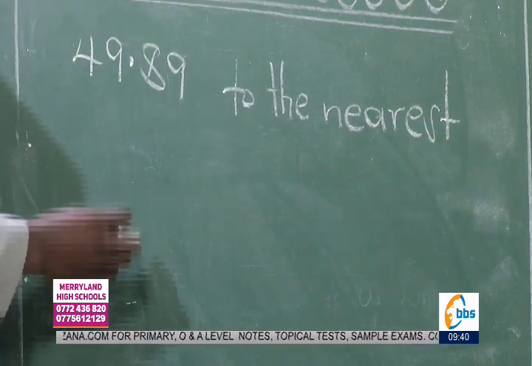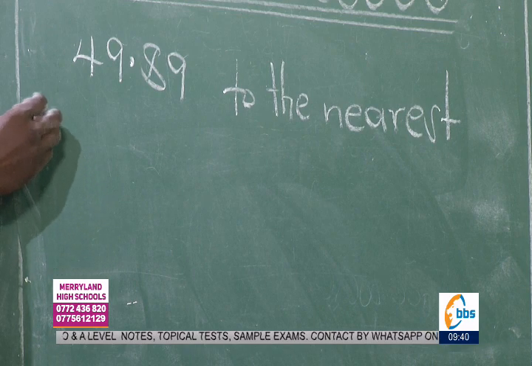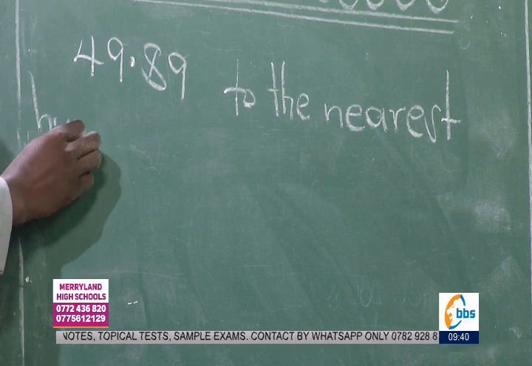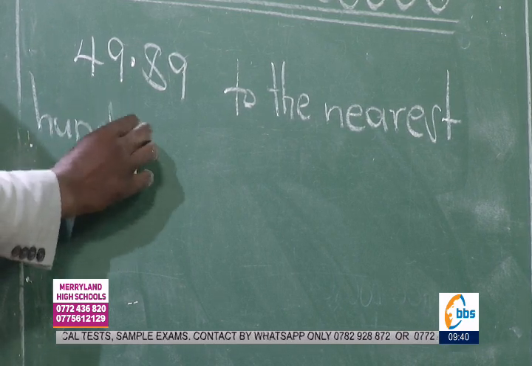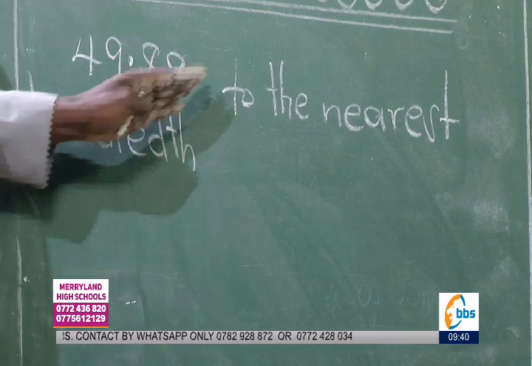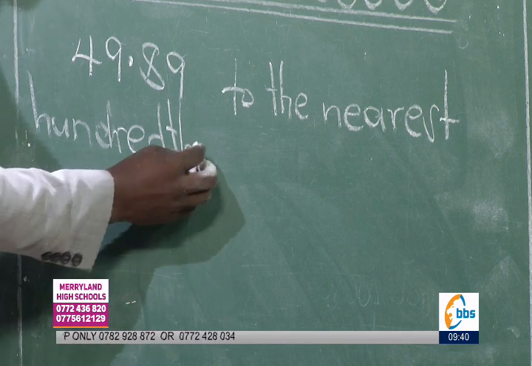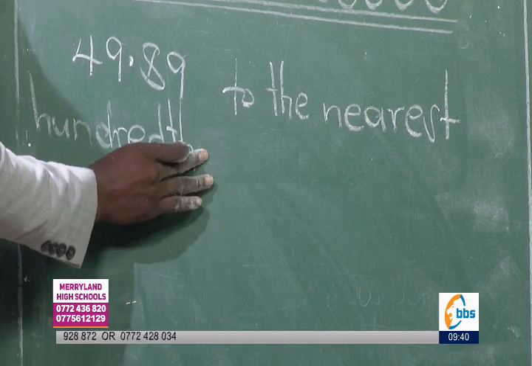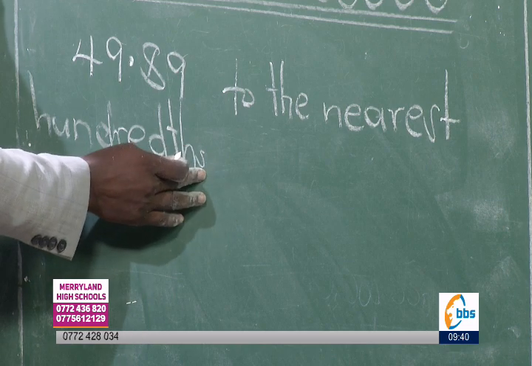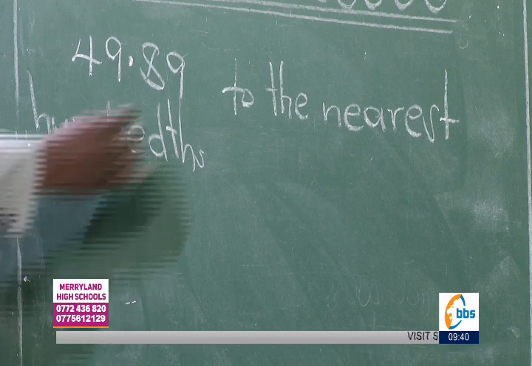To the nearest, perhaps they can say to the nearest 100th. They can say, round off this number to the nearest 100th. Some you will find others adding an "s" here. Don't take it for granted. See that? It can be like that. Now, to the nearest 100th.